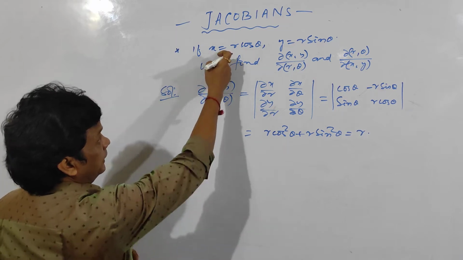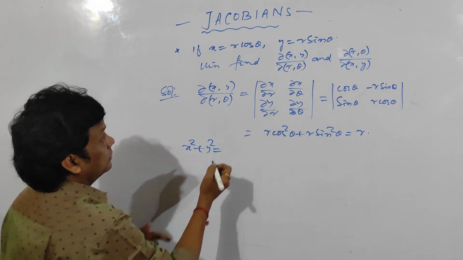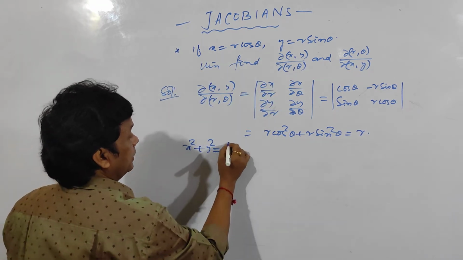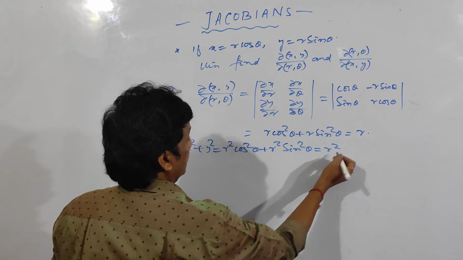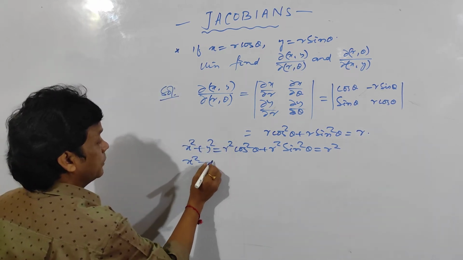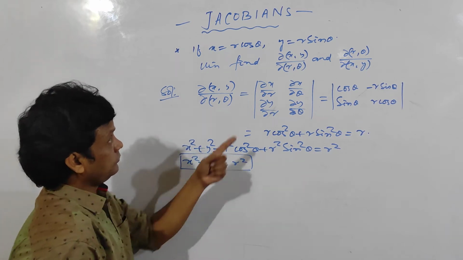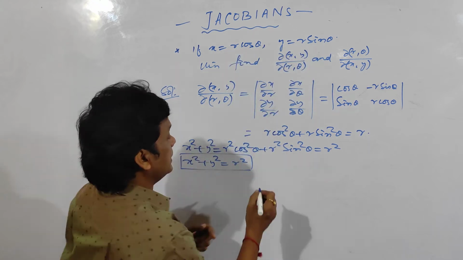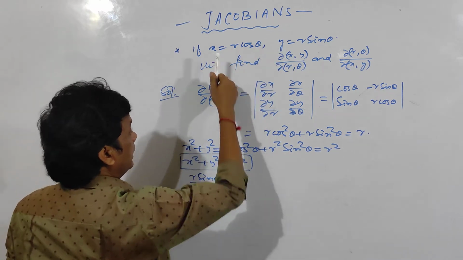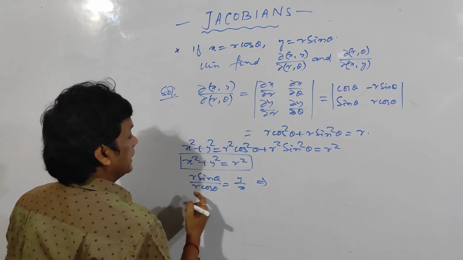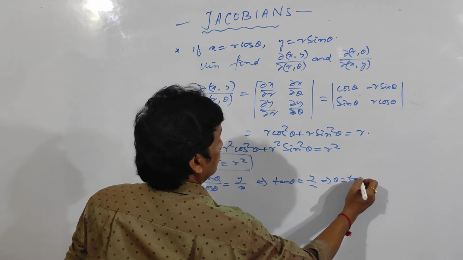For the second part, we have to find out first r and theta. So see here. It is x square plus y square. X square plus y square is equal to r square cos square theta plus r square sin square theta, which is equal to r square. Clear? Again, divide this one with this one. That means r sin theta divided by r cos theta is equal to y by x. So r cancels out. Tan theta is equal to y by x. So theta is equal to tan inverse y by x.